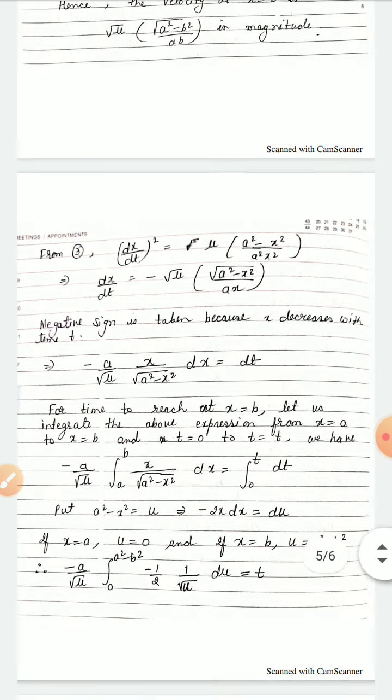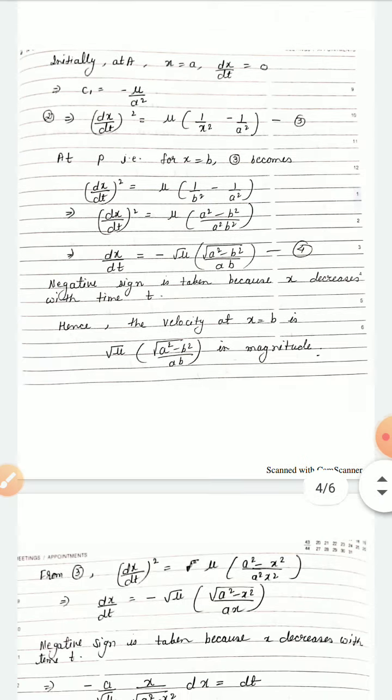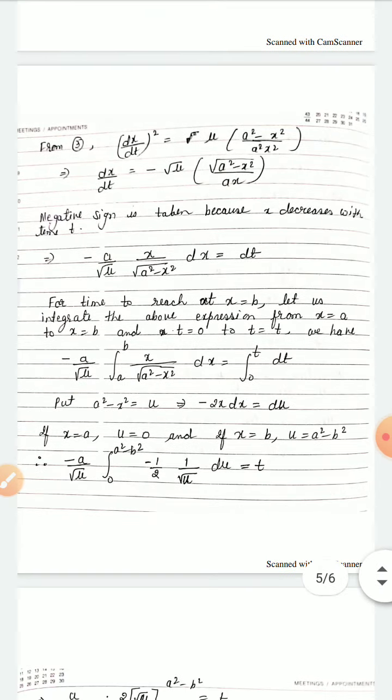Now from equation 3, we have (dx by dt) whole square is equal to mu bracket a square minus x square divided by a square into x square. So this implies dx by dt is minus under root mu bracket under root a square minus x square by ax. The negative sign is taken because x decreases with time t. Collecting the terms of x with dx, we will get minus a by root mu, x divided by under root a square minus x square dx is equal to dt.